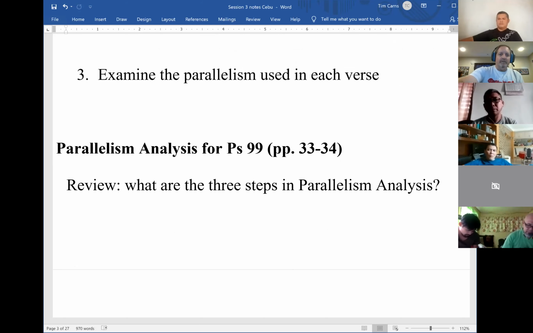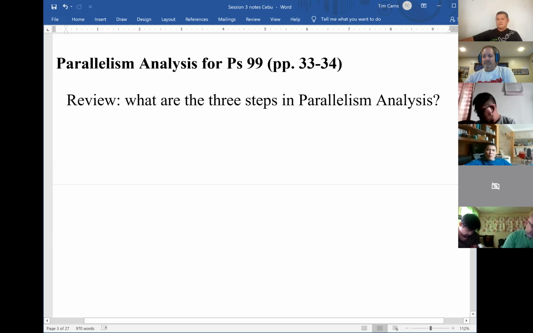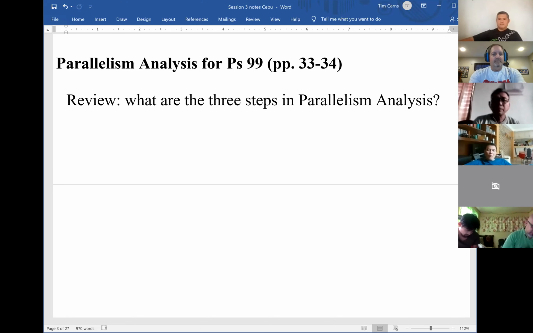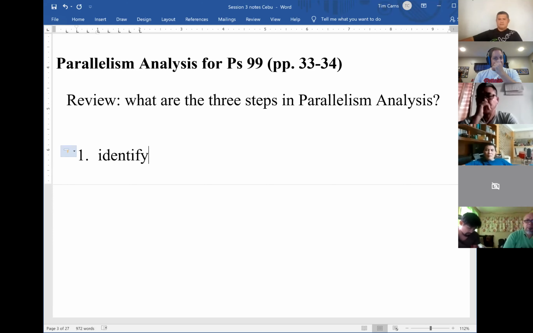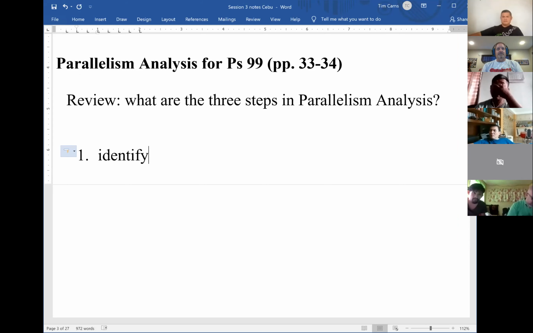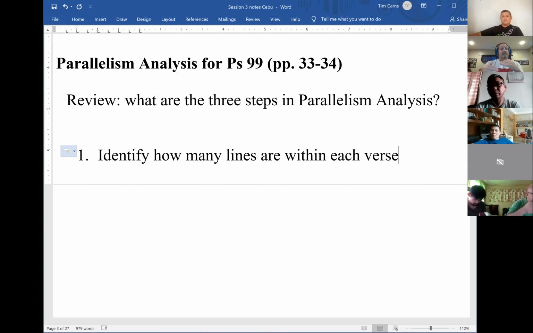Okay, so let's remind ourselves of the three steps when we're doing the parallelism analysis. You guys remember, what are the three steps to that analysis? What's the first thing that we want to do? What did we do last week? When you have the poem, you want to examine the parallelism. What do we do first? Anyone remember? We want to identify the parallelism, but there's a step we do right before that. When we look at each verse, there's something about each verse that we need to do first. The number of the lines, tricola or bicola. Yeah. Identify how many lines are within each verse. And then we'll look at the parallelism between those lines.